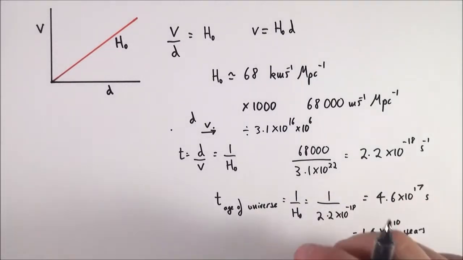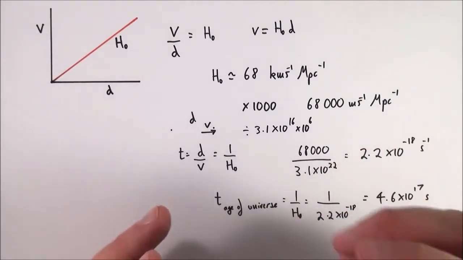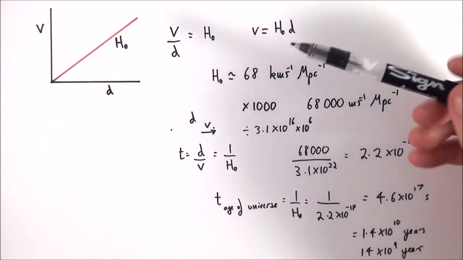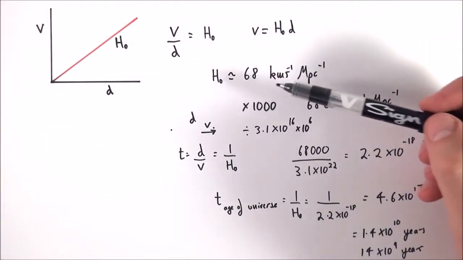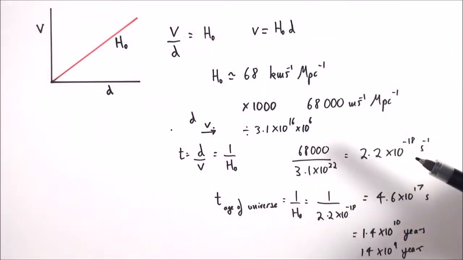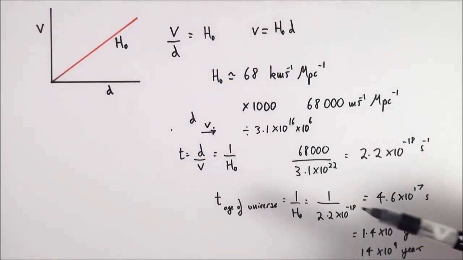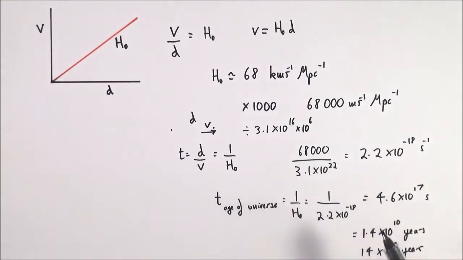Now again, this is based on the fact that we've had a linear expansion and things have always been moving at the same velocity away, which isn't necessarily true. But basically this is how to convert Hubble's constant from kilometers per second per megaparsec into the SI units of seconds to the -1. If we take the reciprocal of that, that gives us the age of the universe, which is often about 14 billion years old.